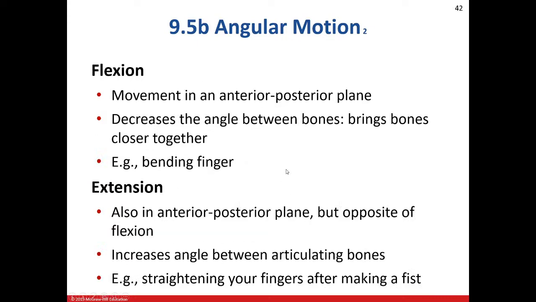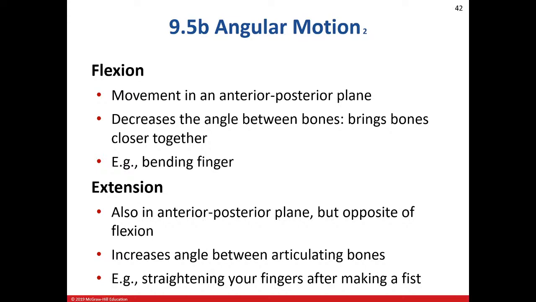So we've got some pictures to go with this in a second. Just bear with me. I know it's a lot of words that may be hard to picture without seeing it. So flexion is movement in an anterior-posterior plane, and it decreases the angle between the bones. Flexion brings the bones closer together, for example, bending the finger. Extension is the opposite. It moves in an anterior to posterior plane, but opposite of flexion, it increases the angle between articulating bones. So straightening your fingers or making a fist.